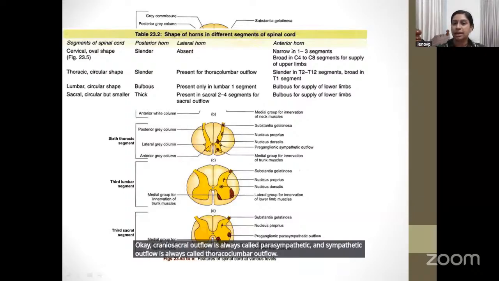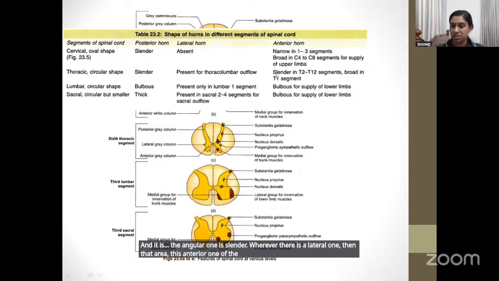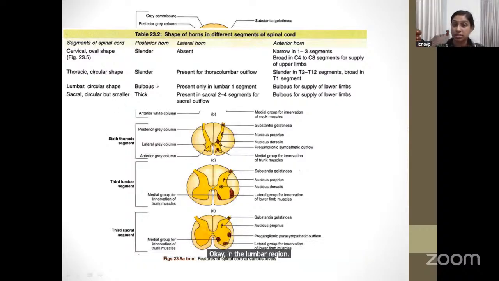And the anterior horn is slender. Wherever there is a lateral horn, in that area the anterior horn of the spinal cord is almost slender in the T2 to T12 segments and somewhat broader in the T1 segment. Okay, in the lumbar region, the posterior horn is somewhat bulbous and lateral horn is present only in the lumbar 1 segment and anterior horn is bulbous for the supply of the lower limbs.